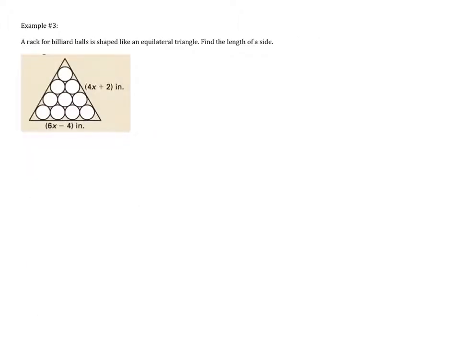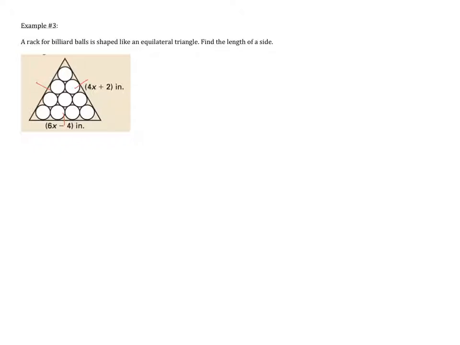Our last example, number 3. A rack for billiard balls is shaped like an equilateral triangle. Find the length of a side. So dissecting this problem, I see equilateral. Equilateral means that all sides are congruent. So I'm going to mark each side congruent to keep that in my mind.